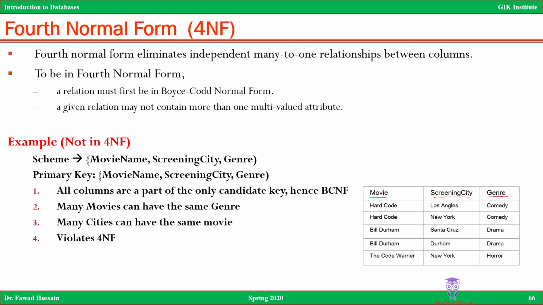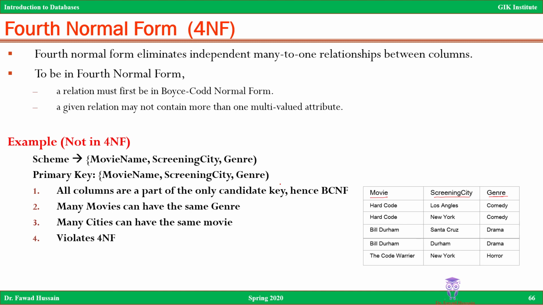So this is automatically going to be in the second, third and Boyce-Codd normal form. There is also no issue of partial dependency here, because there is no non-key attribute at all. So in this case, what is the problem?